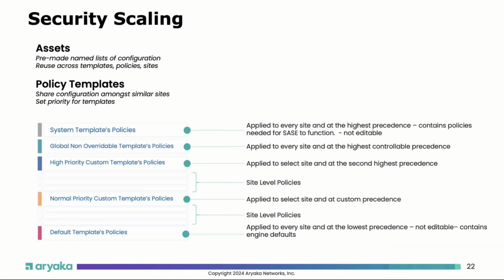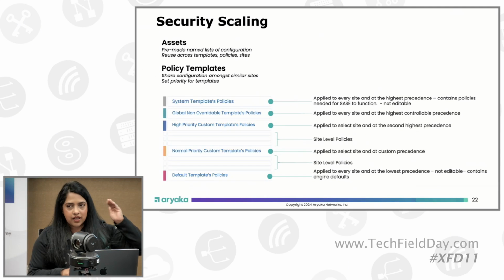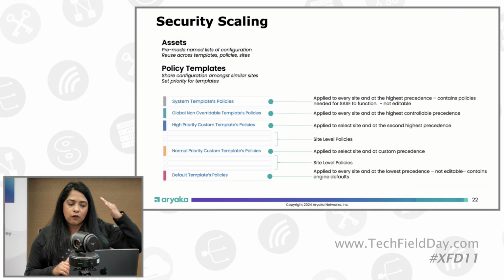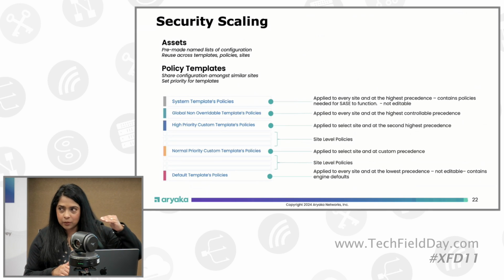If your organization wants all of your sites to have a single policy set that is not overridable by anybody, that goes in your global non-overridable template. It's a template applied to every single site. You don't get to choose, and it always sits at the very top. Then comes your high priority custom template. It's custom in the sense that you can choose which sites get them, and it's high priority in that it sits right below the global non-overridable one.